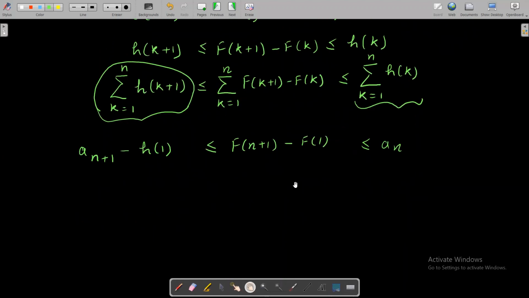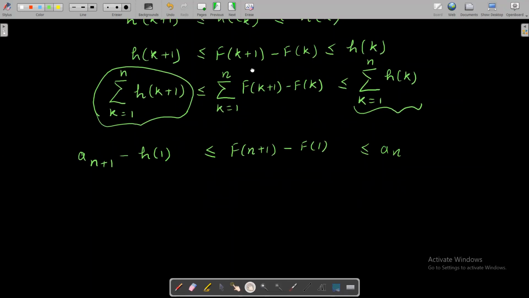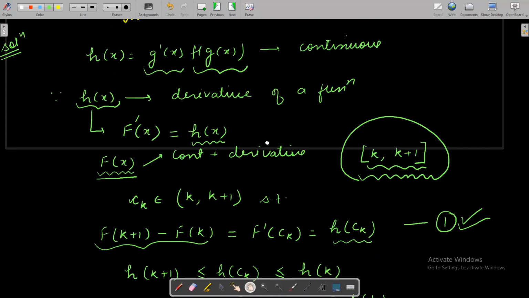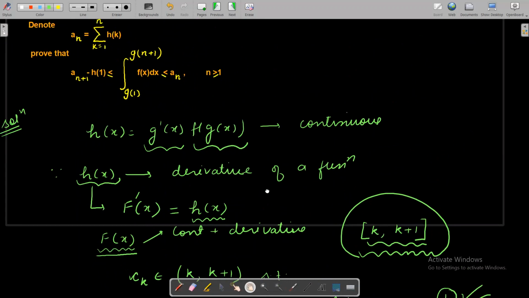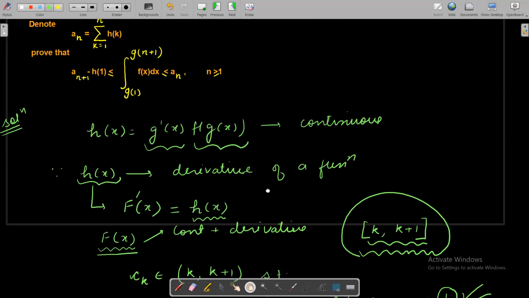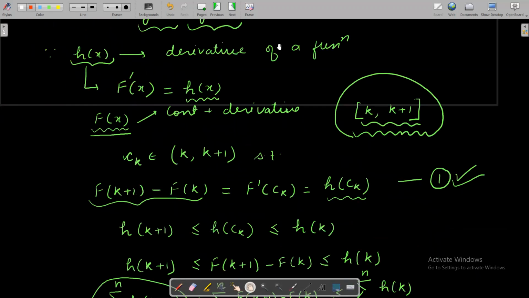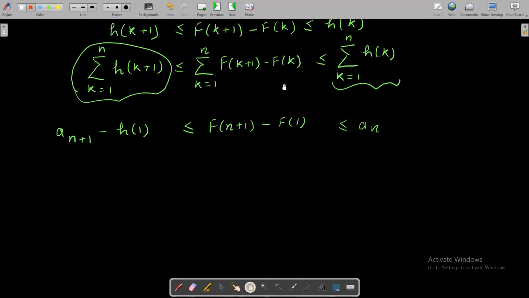But what is the use of this one? From here itself, we are going to prove what we need to prove in the question. Let us go back to the question and see once again what we need to prove: integral g1 to g of n plus 1 of small f x dx is greater than or equal to the left and less than or equal to the right. You must have noticed that these two terms we have already created. I just need to create this one, and in the very next step you will find that we are able to create it very easily.